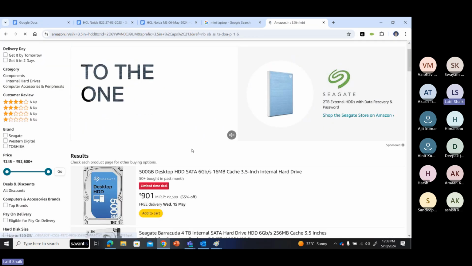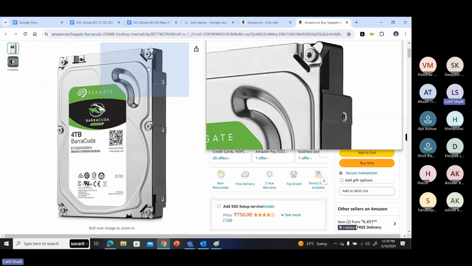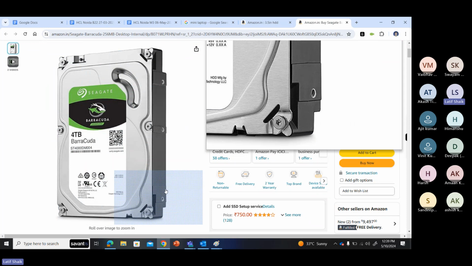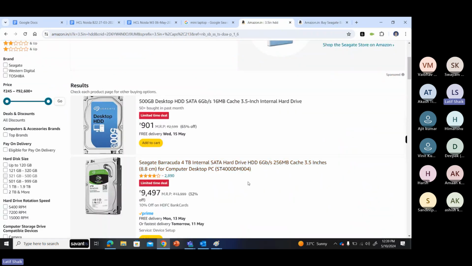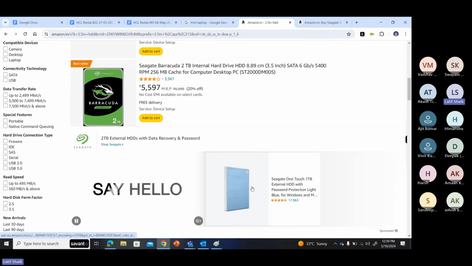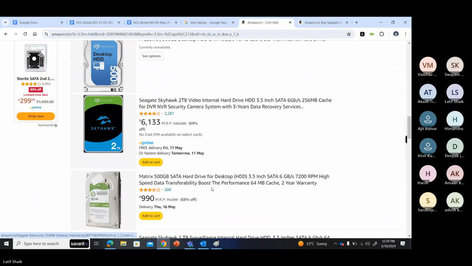Okay, this is for desktop purposes. The size of the hard disk is bigger. It is not for your internal, it's not for your laptops kind of stuff. The size is bigger.